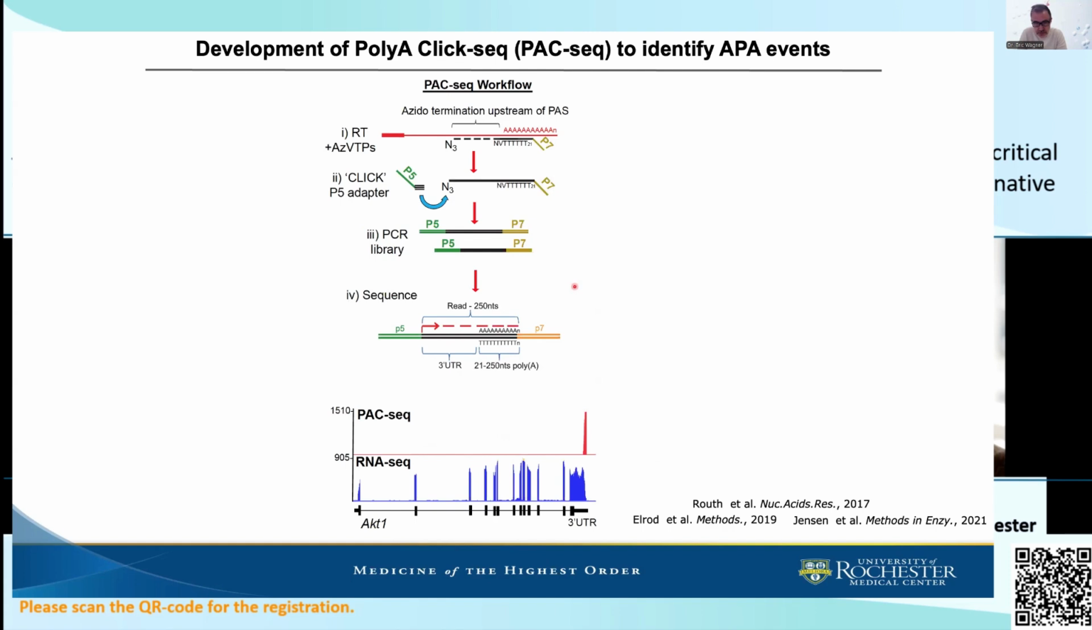Because as Andrew mentioned, this is a focused tool to look at the 3' end of messages. So standard RNA-seq would, of course, have reads throughout the entire gene body or the transcript, which is very useful for things like alternative splicing. But for alternative polyadenylation, we're really just interested in the 3' UTR. So PAC-seq sequencing reads are focused just on that.